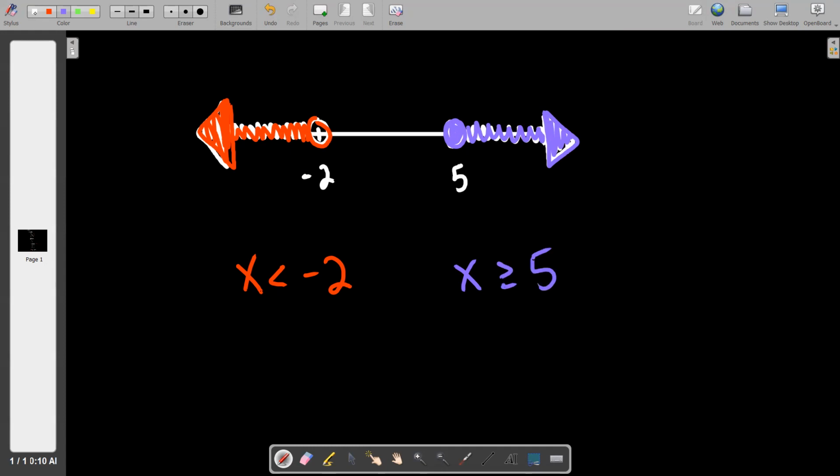All you have to do to unite these two intervals into one when using this particular notation is just write the word or. That's saying I could be on the left side or I could be on the right side. Everybody still with me? That is how you do inequality notation when you have a union of two sets, two intervals.